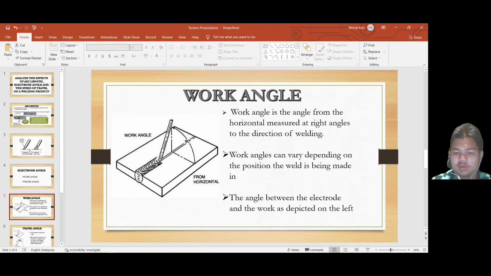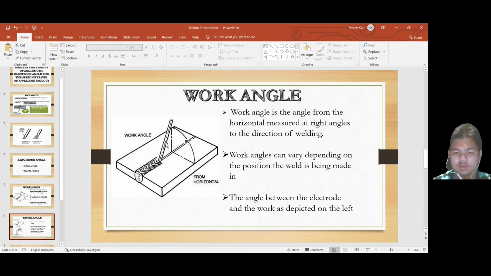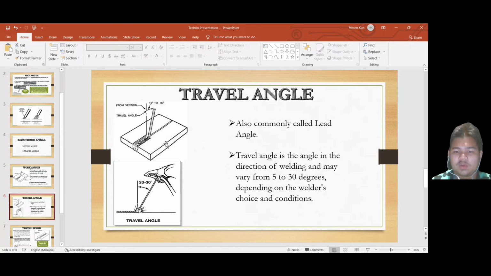The angle between the electrode and the work is depicted on the left. So you can look from here, you can hold it at about 19 degrees. Travel angle. Travel angle is also commonly called lead angle. Travel angle is the angle in the direction of welding and may vary from 5 to 30 degrees depending on the welder, the choice and condition.